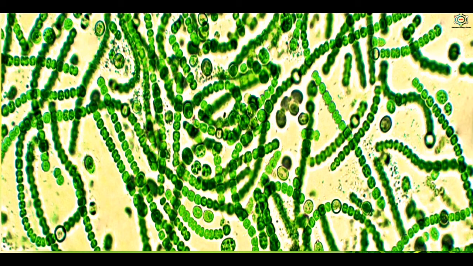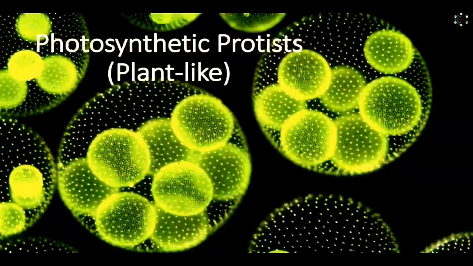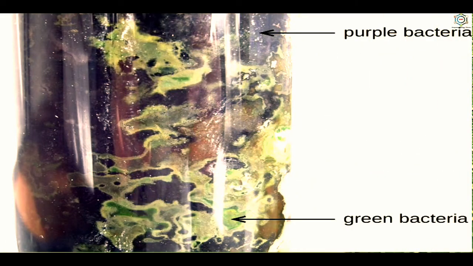So see here, these are the oxygenic photosynthetic prokaryotes, which is cyanobacteria. Now these are the plants and photosynthetic protists. So these are the eukaryotic oxygenic photosynthetic organisms. And see here, that is the purple photosynthetic bacteria and the green photosynthetic bacteria, which are the prokaryotes and anoxygenic photosynthetic organisms.